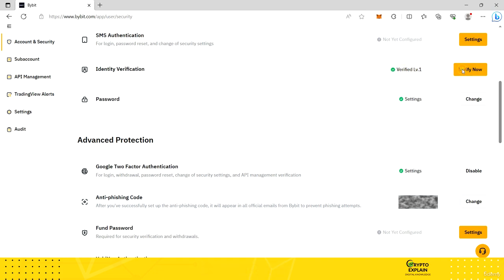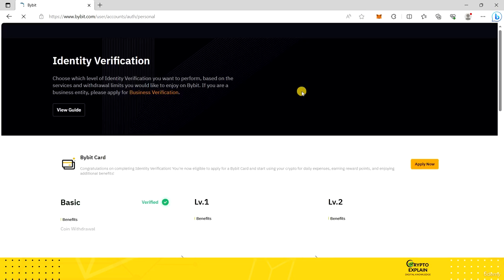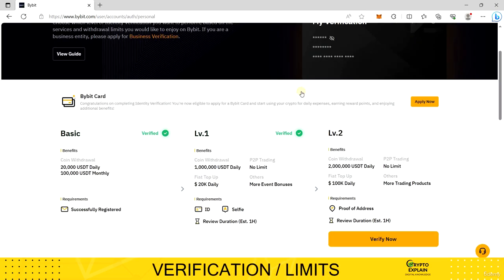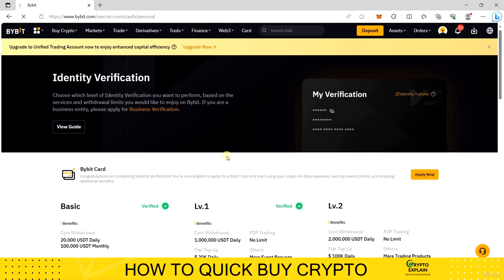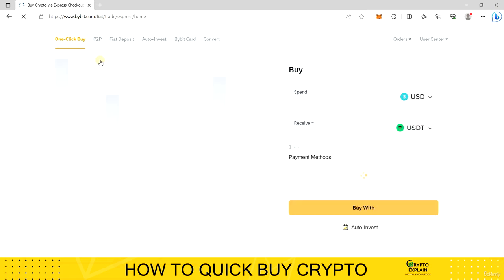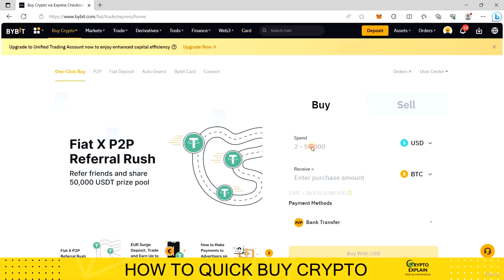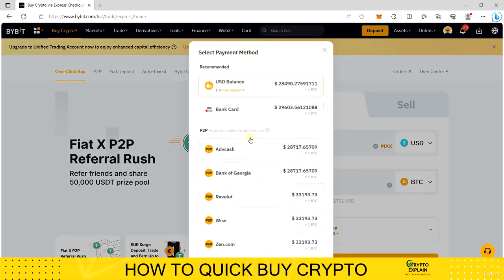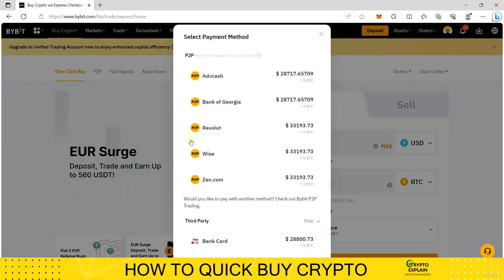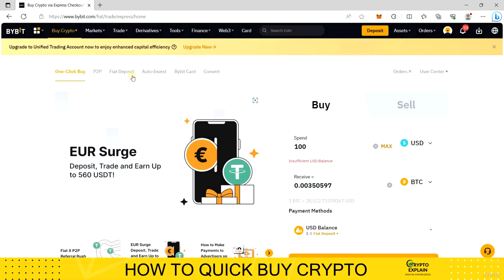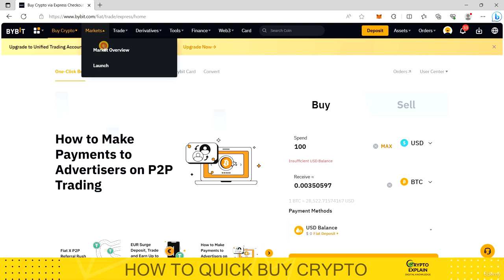I go to the Identification tab. Here, we can check our current limit for withdrawals of traditional currency and apply for higher limits if necessary. I click on Buy Crypto, where you can quickly make purchases using the most popular payment methods. For example, I want to spend $100 on Bitcoin, and here we have various payment methods to choose from, such as credit card, Google Pay, or regular bank transfer. Payment is the same as in any regular online store.